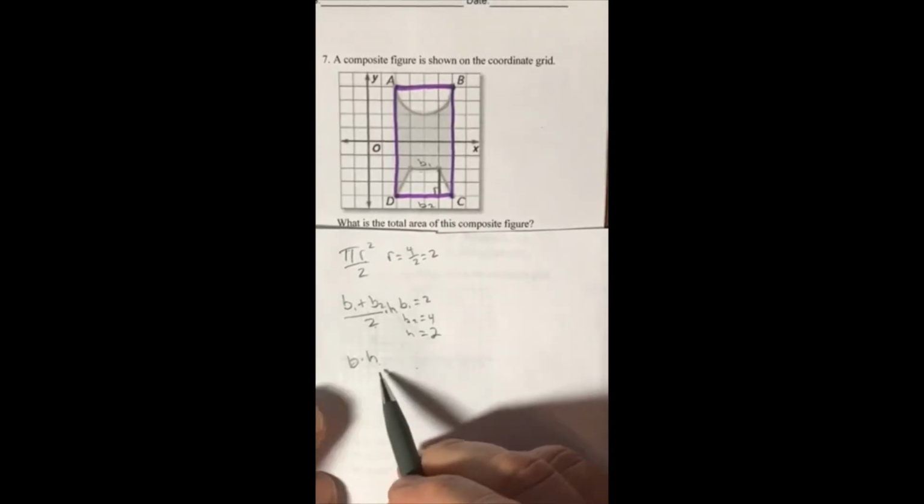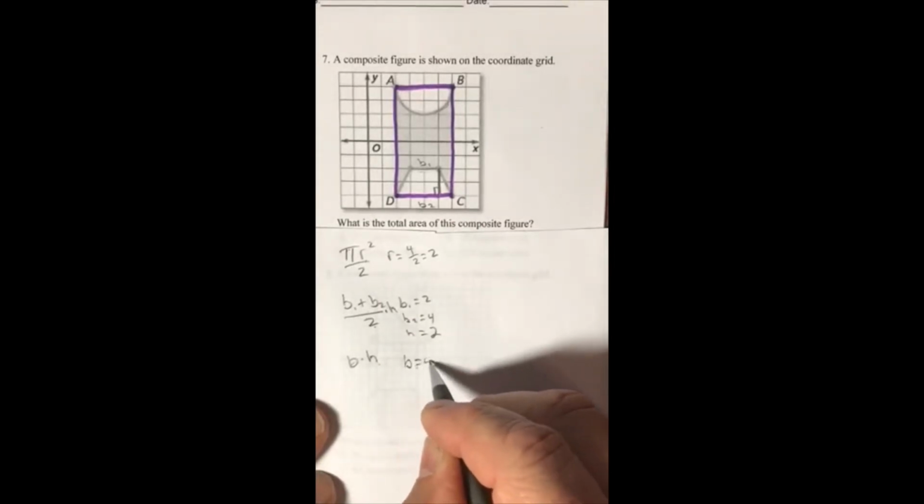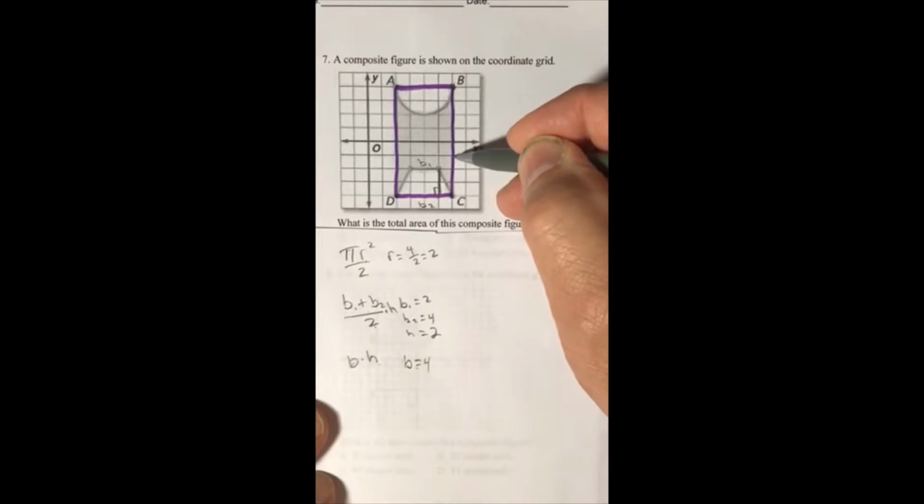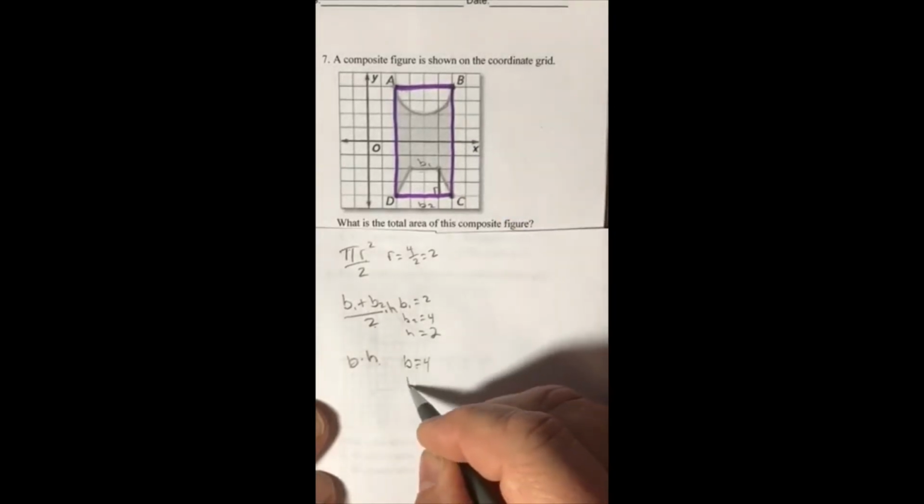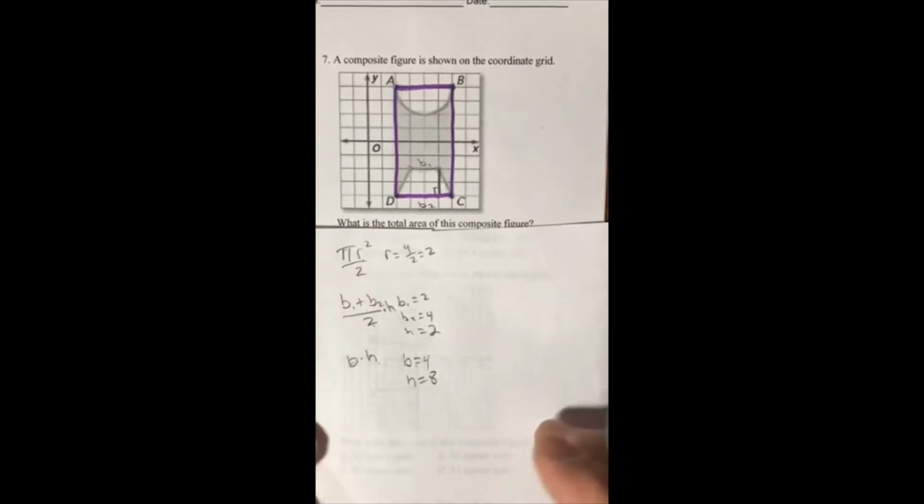And now for the rectangle, these two pieces, AB and BC, will represent the base and the height. So 1, 2, 3, 4, so this base is equal to 4. And the height, 1, 2, 3, 4, 5, 6, 7, 8. The height of the rectangle will be 8. All right, so pretty much you're going to take this rectangle and subtract these two.